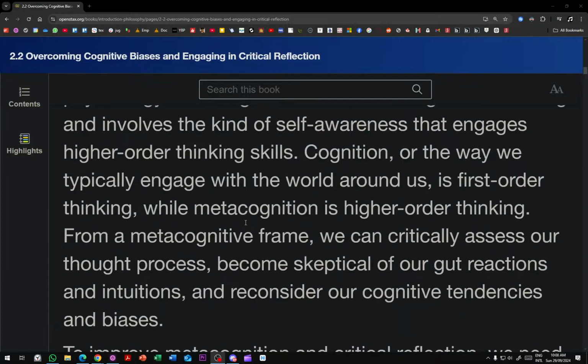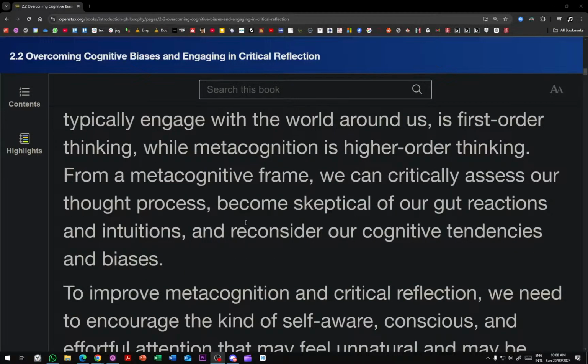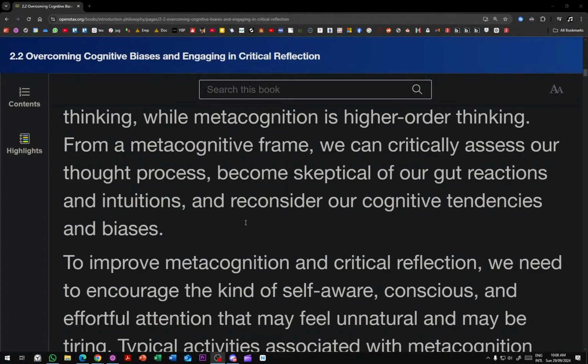Cognition, or the way we typically engage with the world around us, is first order thinking, while metacognition is higher order thinking. From a metacognitive frame, we can critically assess our thought process, become skeptical of our gut reactions and intuitions, and recognize our cognitive tendencies and biases.